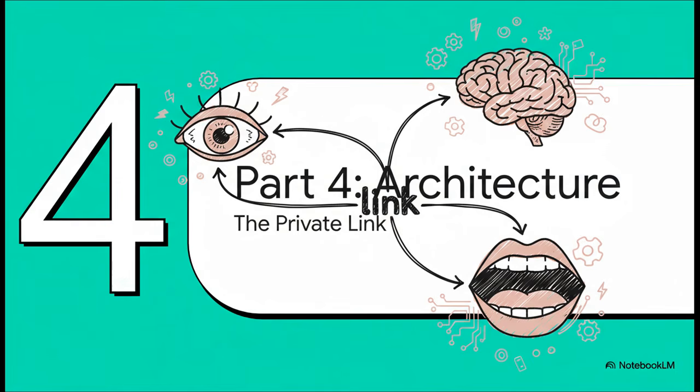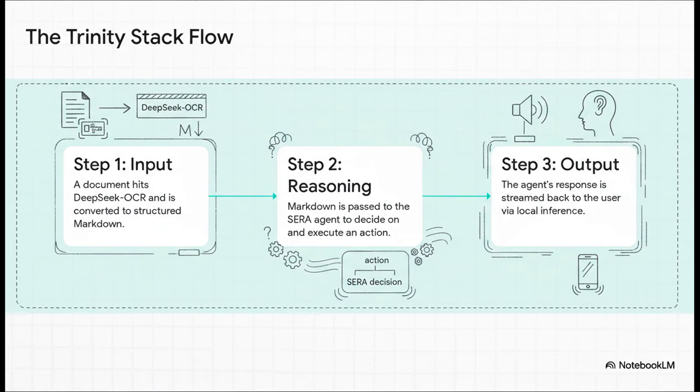Well, we create a simple but really powerful architecture I like to call the private link. The data flow is really simple. Step 1, the input layer, a PDF or an image comes in, hits the DeepSeek OCR container, and gets turned into clean, structured Markdown. Step 2, the reasoning layer. That Markdown gets passed to SERA, which then decides on an action. And finally, step 3, the output layer. SERA's response is fed right into the Qwen3-TTS container, which streams the audio directly back to the user.